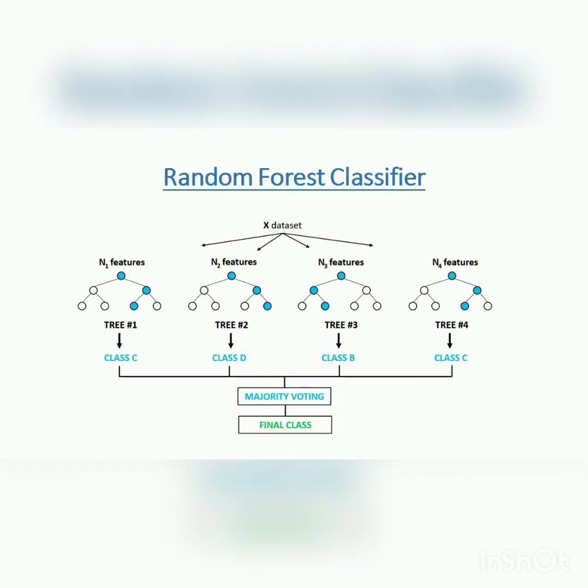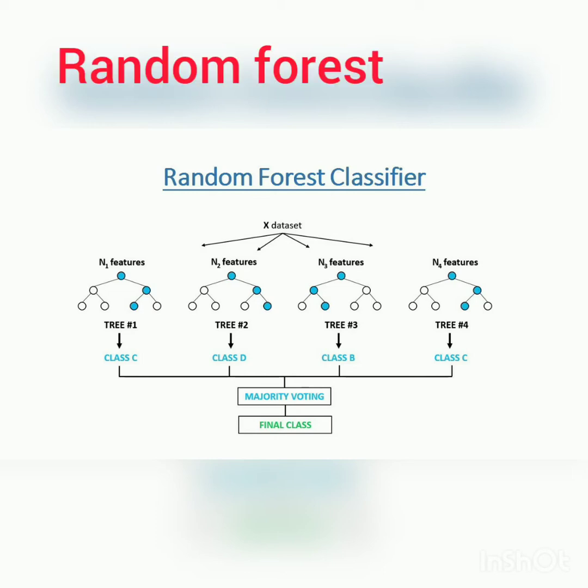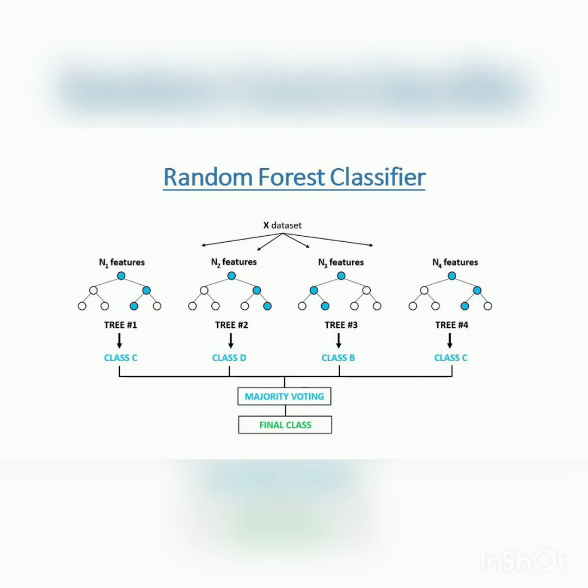Next one is random forest. Random forest is a trademark term for an ensemble of decision trees. In random forest, we have a collection of decision trees, so known as a forest. To classify a new object based on attributes, each tree gives a classification and we say the tree votes for that class. The forest chooses the classification having the most votes over all the trees in the forest.